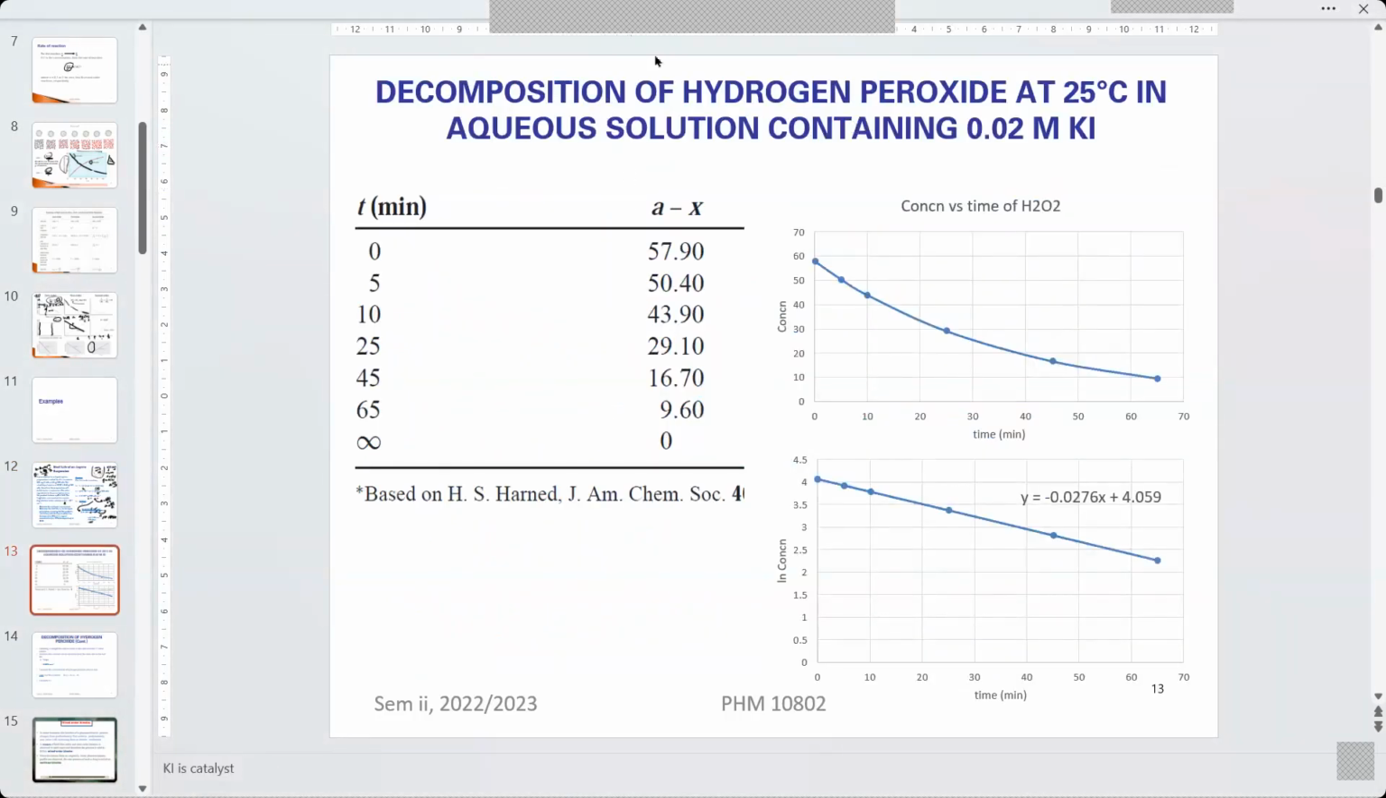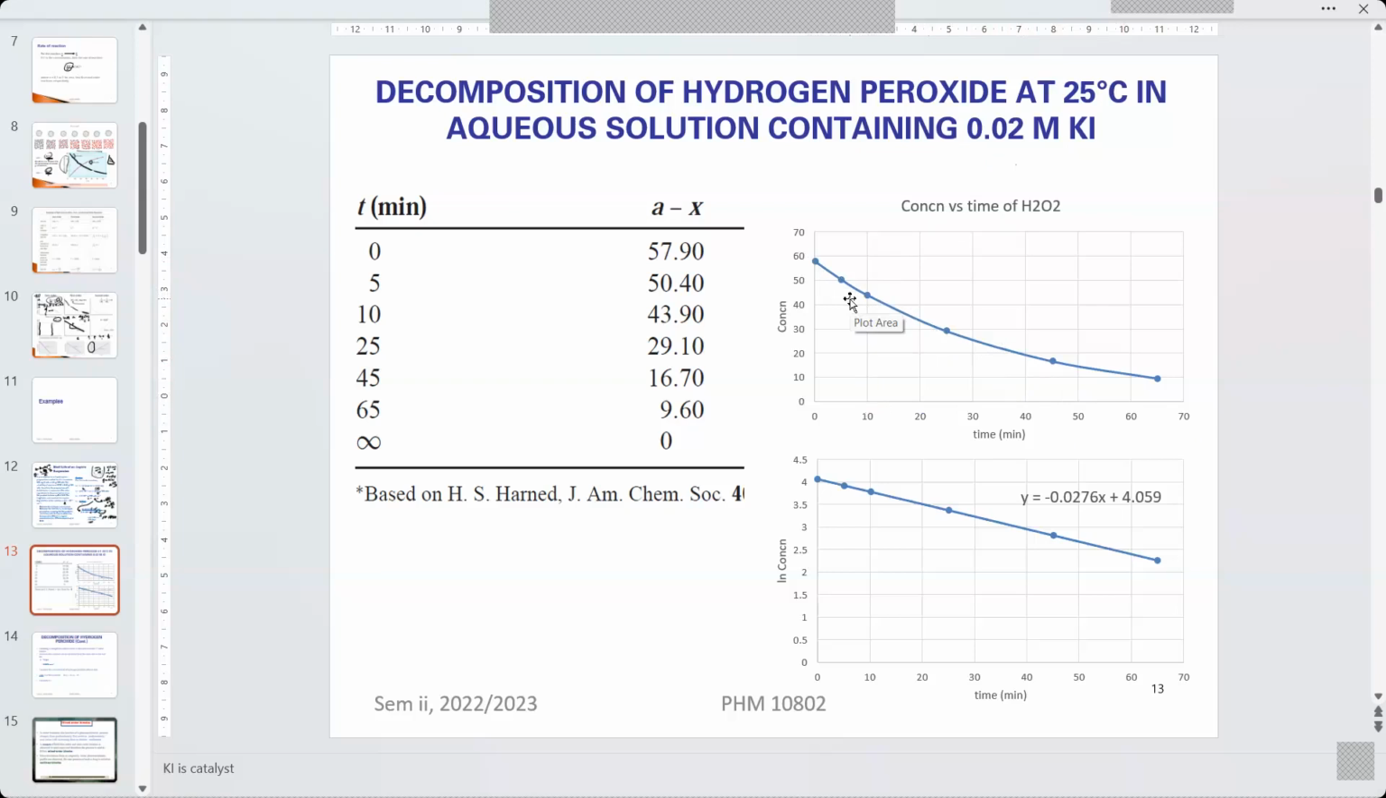Another example is the decomposition of hydrogen peroxide at 25 degrees in aqueous solution containing 0.02 molar potassium iodide. If we plot the concentration versus time when we add hydrogen peroxide to this aqueous solution, and we monitor the concentration over 65 or 70 minutes, we can see this is the curve we get. Looking at this one, is it zero, first or second order? Can it be zero order? Cannot, because it is not a straight line.